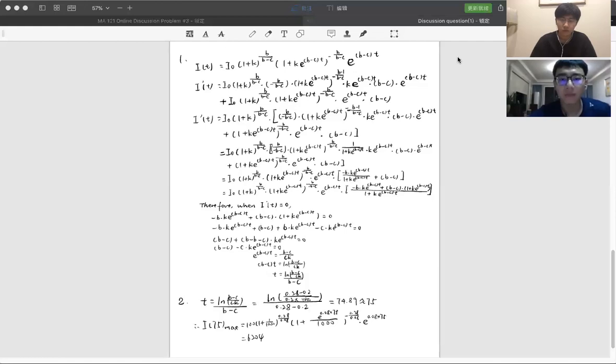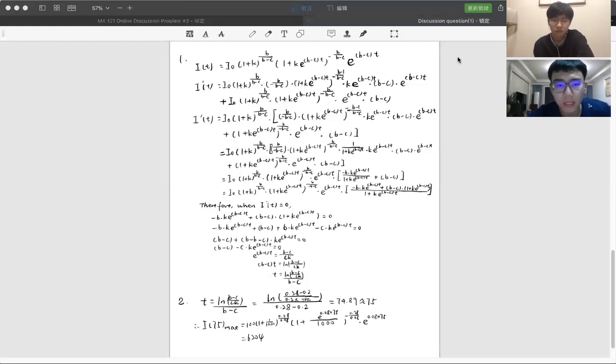And then after that, we add the differentiation of e to the power of (b minus c) times t, times (1 plus k times e to the power of (b minus c) times t) to the power of minus b divided by (b minus c). As we have differentiated both parts in our second step, we then simplify it, and we can extract out some common factors in the bracket.